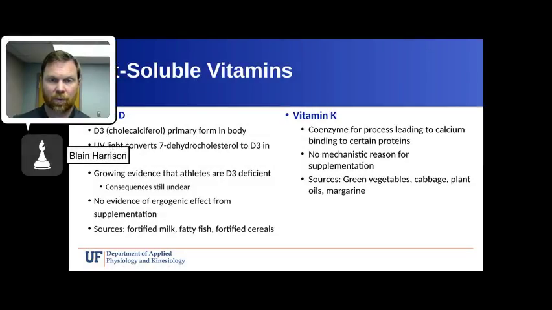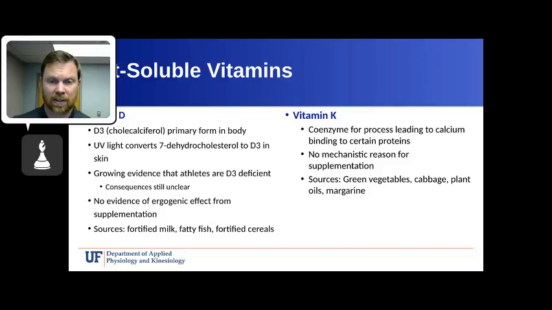Vitamin D may take many forms, but cholecalciferol is the primary form used in the body. Vitamin D3 can be generated in the skin through exposure to UV light that converts 7-dehydrocholesterol to vitamin D3. Consumption of vitamin D in the diet is not necessary if ample exposure to sunlight is provided.